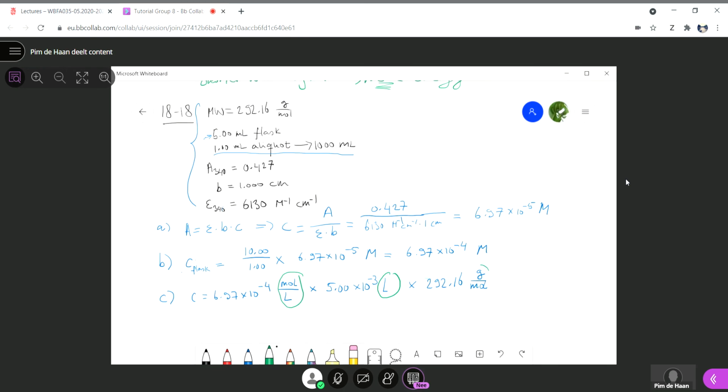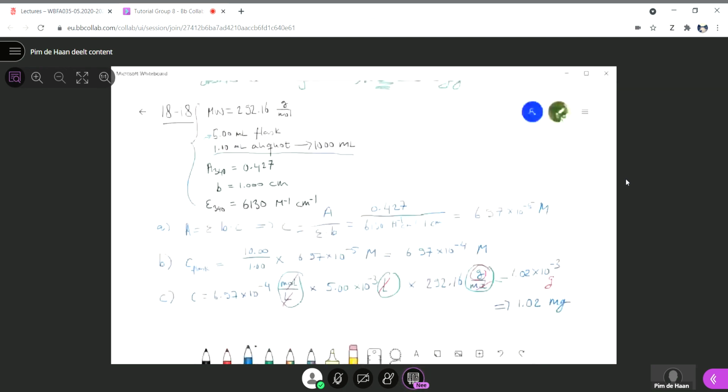It's always good to look at the units. So mole divided by mole, liter and liter, so we get an answer in grams here. Then if we work the math out, you would get 1.02 times 10 to the minus 3 grams, which should be converted to milligrams: 1.02 milligrams.